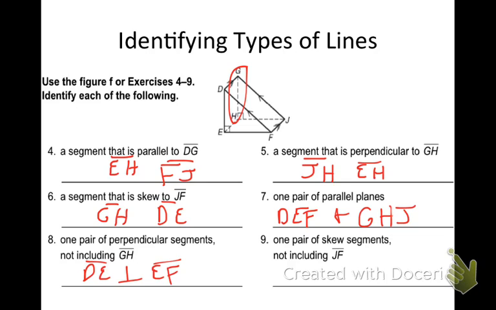And 9, one pair of skew segments not including JF. So something that's skew and is not JF. Oh, what would you say, Colton?